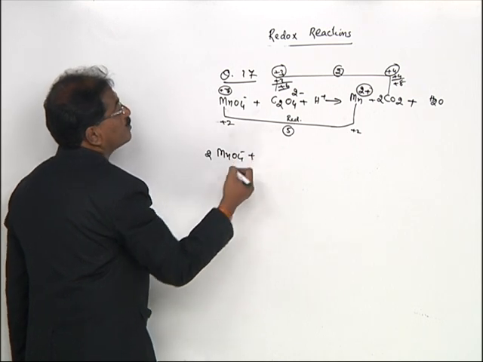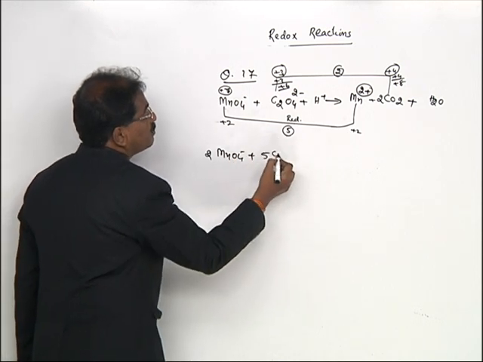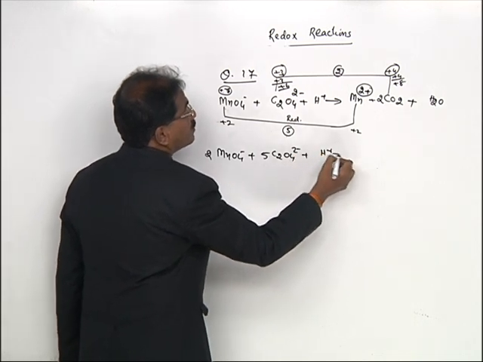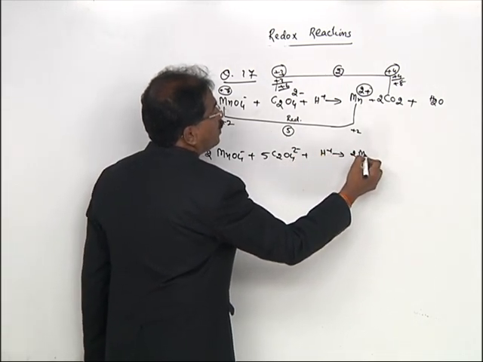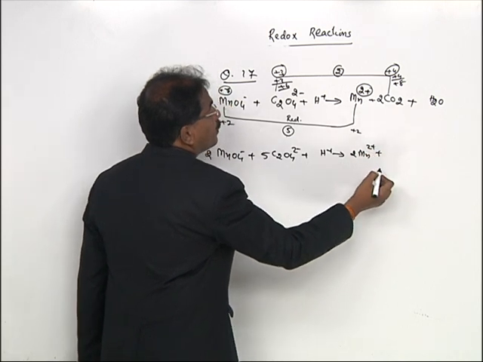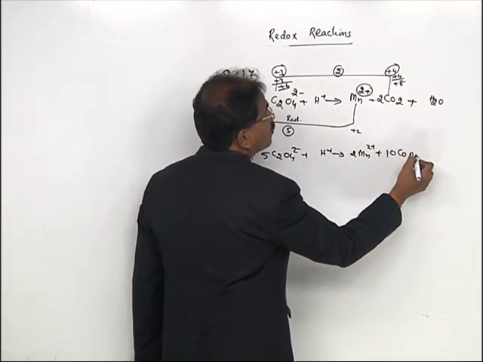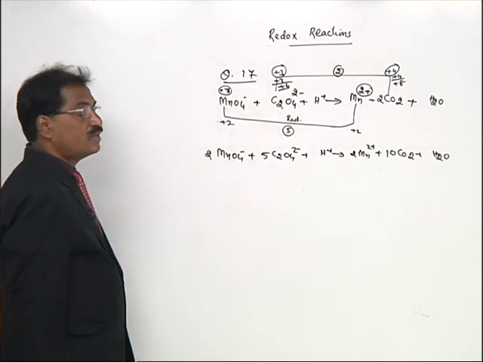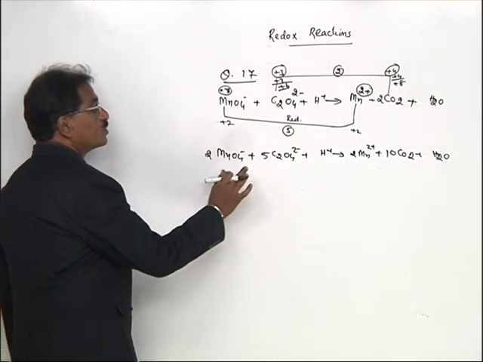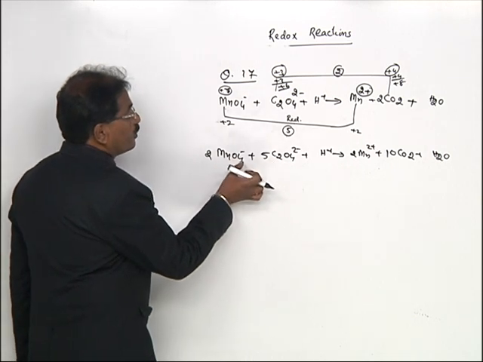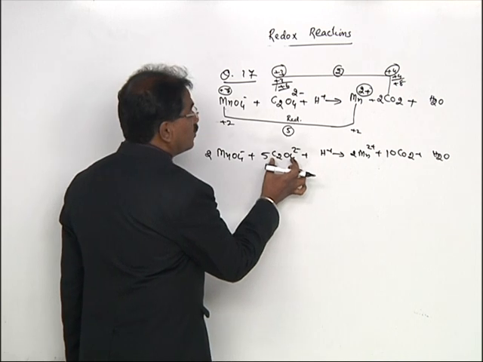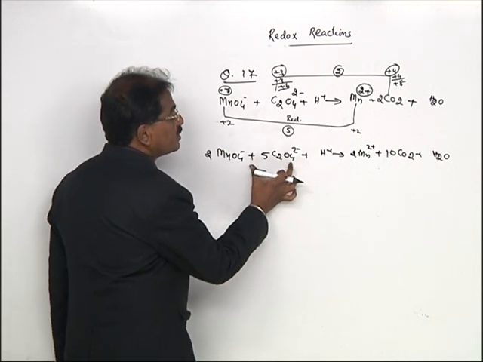2MnO4 minus. If you keep 5 here, it becomes 5C2O4 2 minus plus H plus gives 2Mn2 plus 10CO2 plus H2. So we have adjusted the ratios. Next, now count the oxygens here. Here 8 oxygens, here 20 oxygens. Total 28 oxygens are existing here.